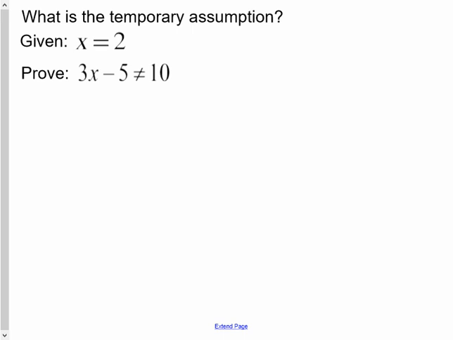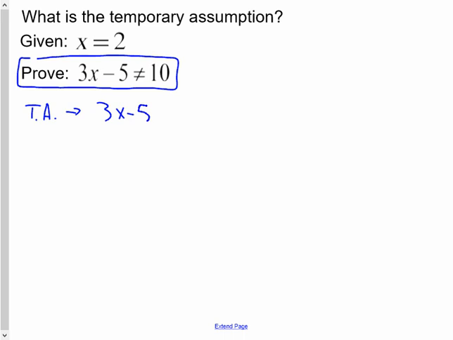Next one, what is a temporary assumption? Temporary assumption practice here is reminding us that we flip this. So if our temporary assumption, which we abbreviate TA, is 3x minus 5 does equal 10, that's the flip of 3x minus 5 not equal 10. And that's it. We're building this in for lesson 5.6b, where we will be working on a lot more proofs by contradiction, and even have a worksheet over that.